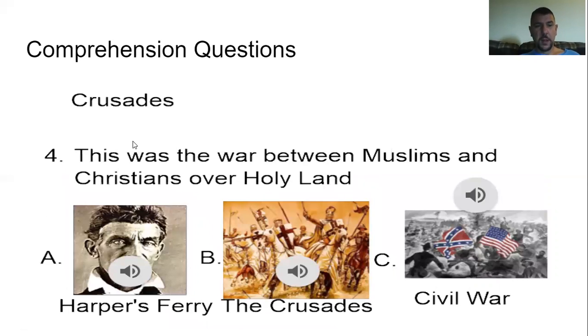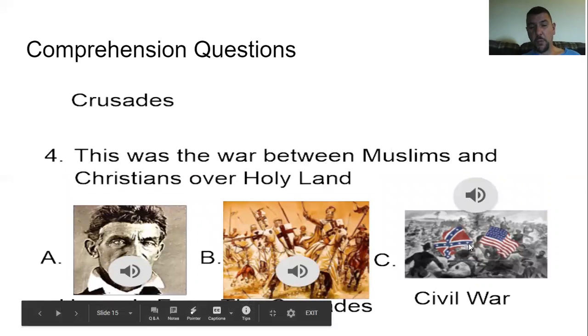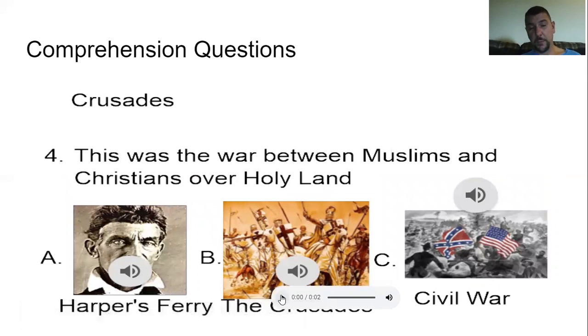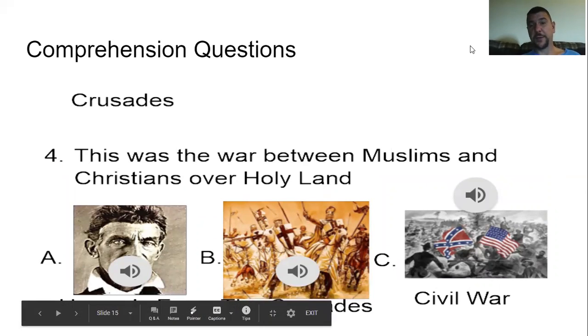Number 4, this was the war between Muslims and Christians over the Holy Land. Was it A, Harper's Ferry, B, the Crusades, or C, the Civil War? It is B, the Crusades. That was a war between Muslims and Christians over the Holy Land, and we will talk more about it as we progress in this unit. We have a winner.